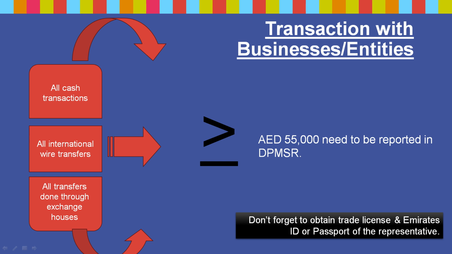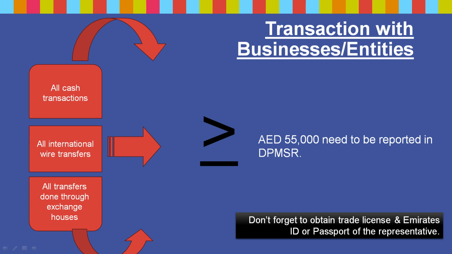It's all cash transactions, first thing, all international wire transfers, and all transfers done through exchange houses. Remember, we are talking about transactions with businesses or entities. All cash transactions, all international wire transfers, all transfers done through exchange houses, if these transactions are equal to or above 55,000 AED, need to be reported. Not just the cash transaction here, in the case of businesses and entities, even the international wire transfers and transfers done through the exchange houses will be reported. And of course, don't forget to obtain the trade license and Emirates ID or passport of the representative.